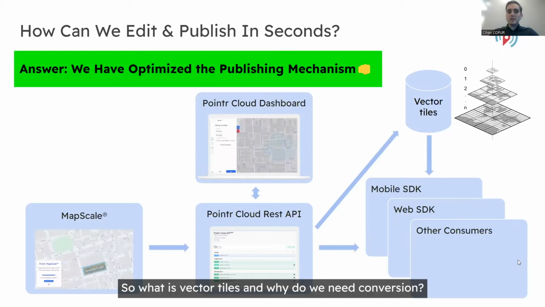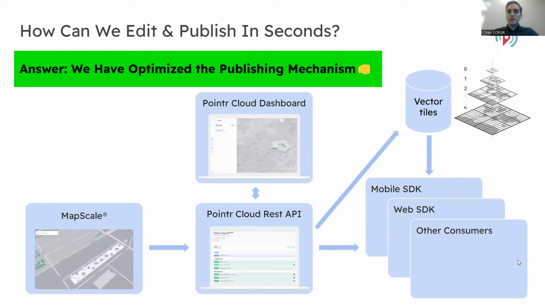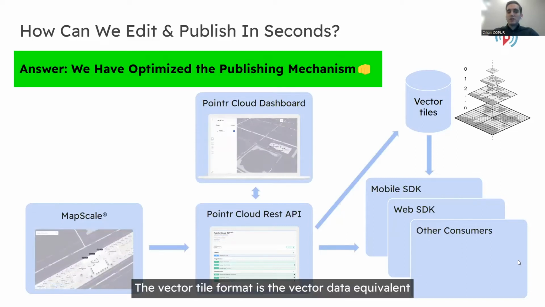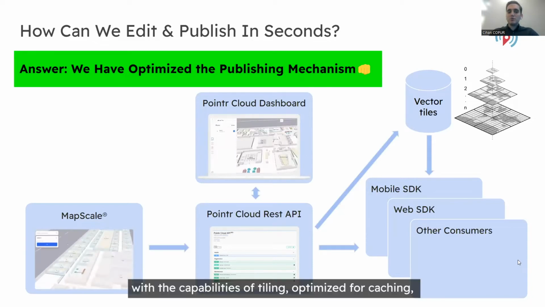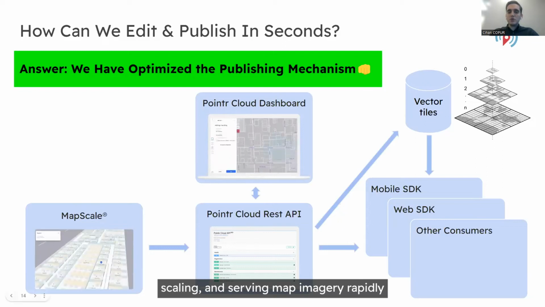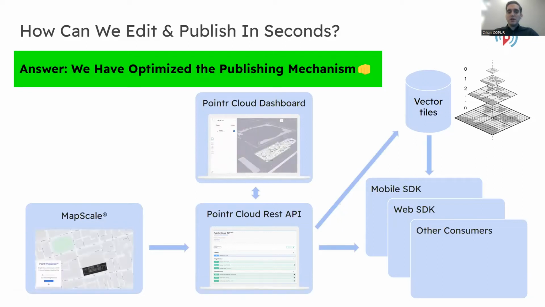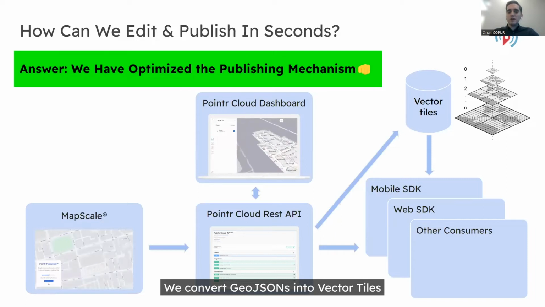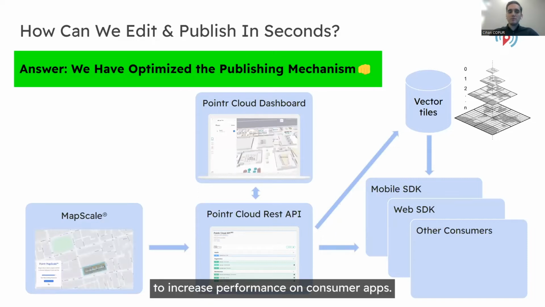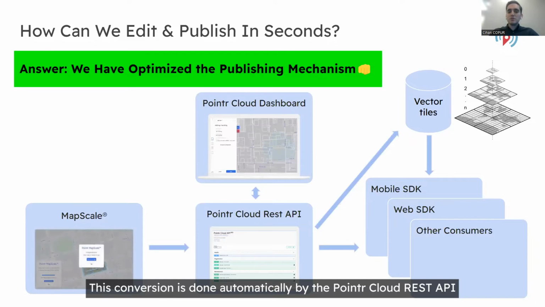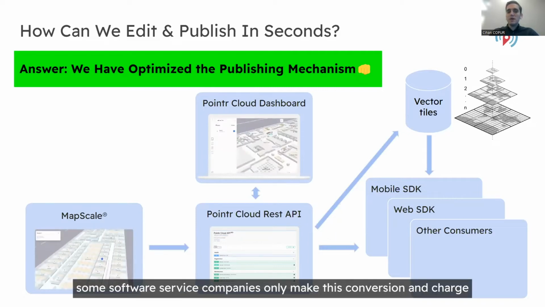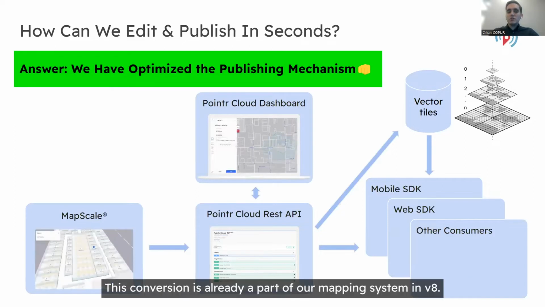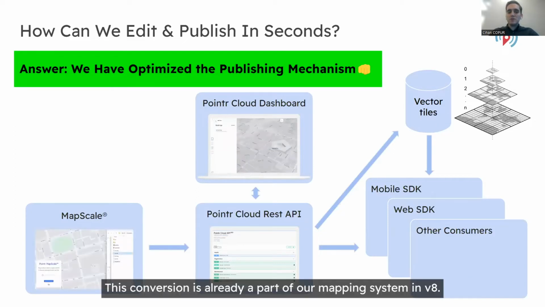So what are vector tiles and why do we need this conversion? The vector tile format is a vector data equivalent of raster image tiles for web mapping, with the strengths of tiling optimized for caching, scaling, and serving map imagery rapidly. We convert GeoJSONs into vector tiles to increase performance on consumer apps. This conversion is done automatically by the Pointr Cloud REST API under the hood inside the publish process. Some software as a service companies only make this conversion and charge for it. The conversion is already part of our mapping system in version 8.